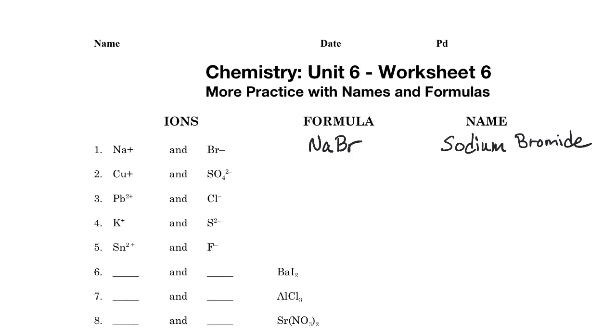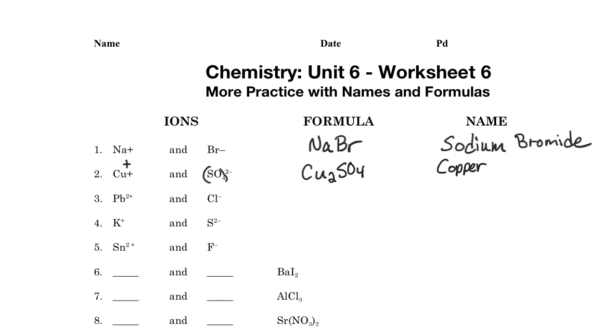The sulfate, which is a polyatomic ion, so this whole unit here has a charge of -2. So my copper has a charge of +1. My sulfate has a charge of -2. So I'm going to need to have 2 of these copper ions. So Cu2SO4. And you would name this copper.